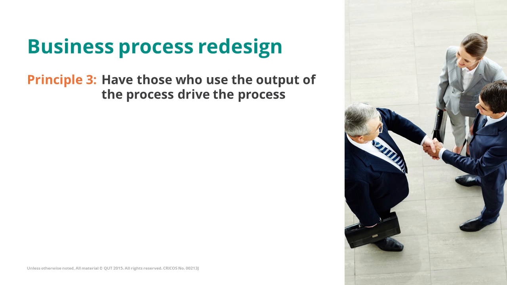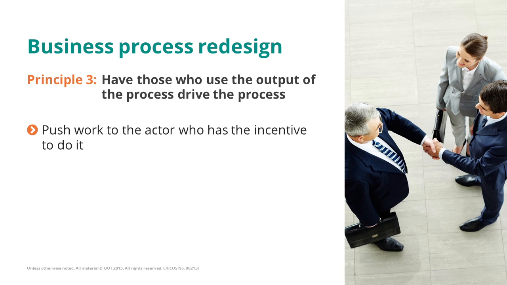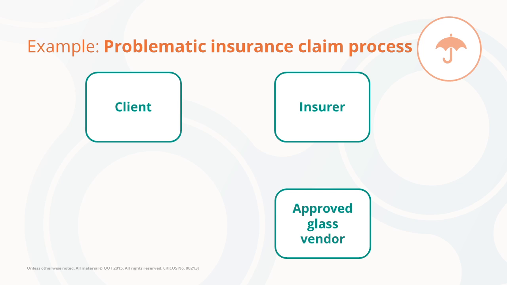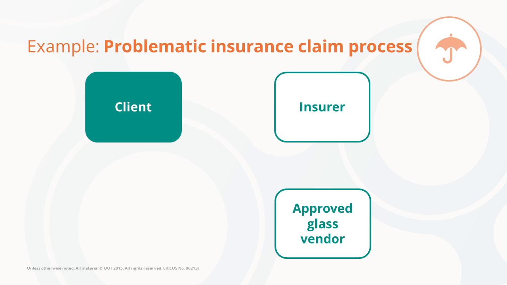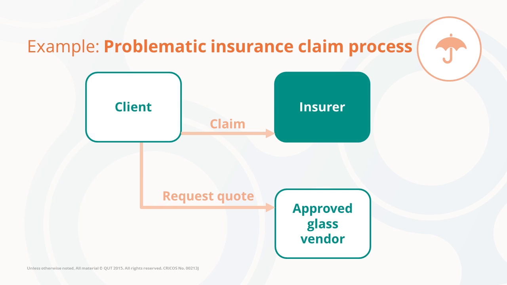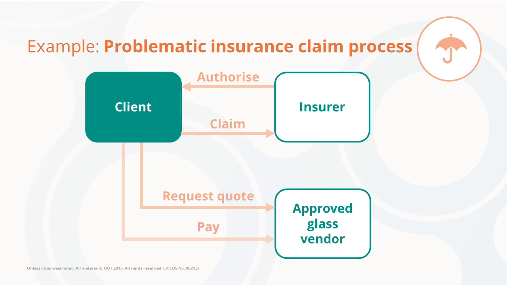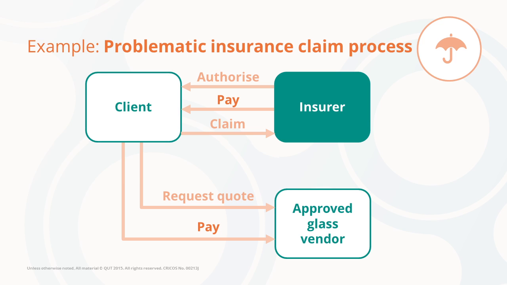More generally, principle number 3 is telling us to always think about pushing work to the actor that has the incentive to do it. Let's look at this principle outside the field of product shipment processes. Let us illustrate principle 3 using an example of a claims handling process. In the as-is process, whenever the client needs to make a repair, for example, to a car glass, they will first request a quote from an approved glass vendor. They will then make a claim including this quote to the insurer. The insurer will then check the insurance policy and authorize the client to make the repair, pay to the glass vendor, and then later the insurer will pay to the client.